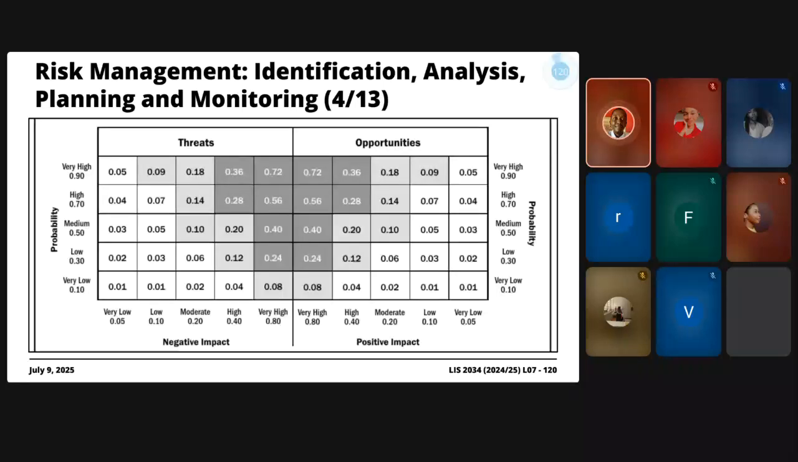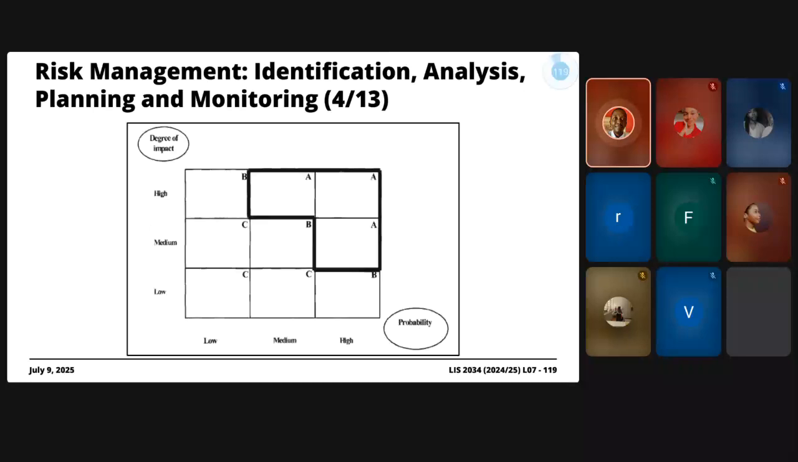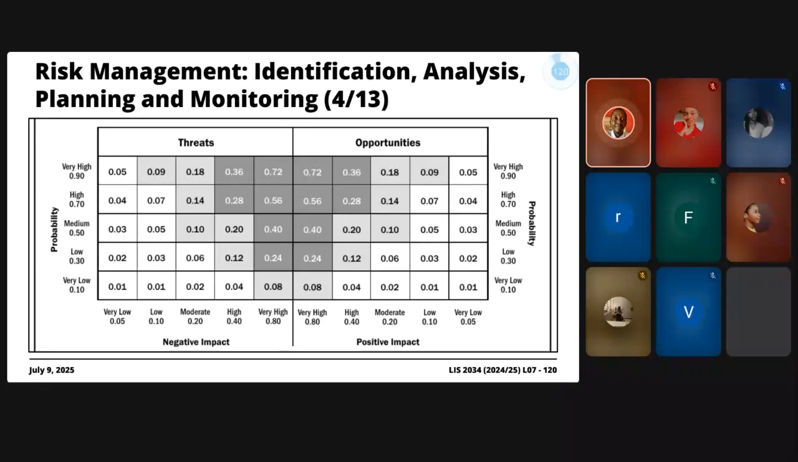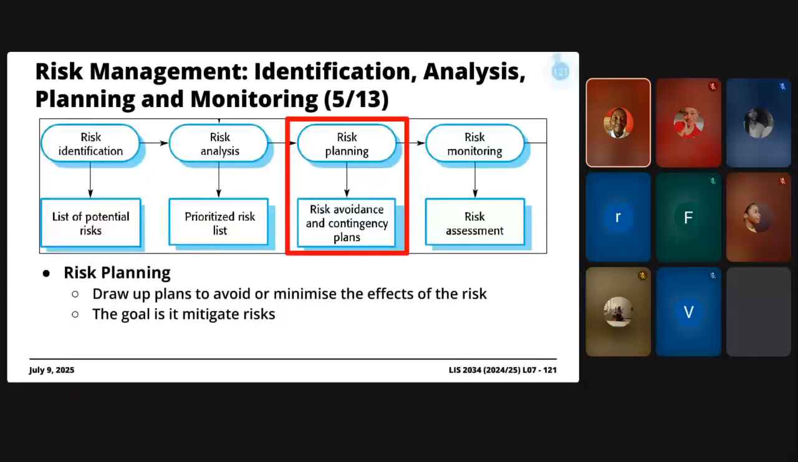Again, another way of visualizing this in this particular case is from the PMBOK guide, the Project Management Body of Knowledge guide that I told you about. Using your probability scores, you get the product here, and your product will again give you an idea of what you should prioritize, in essence.